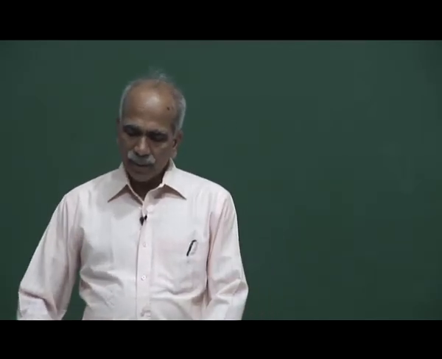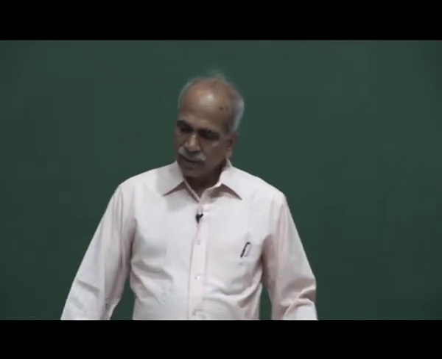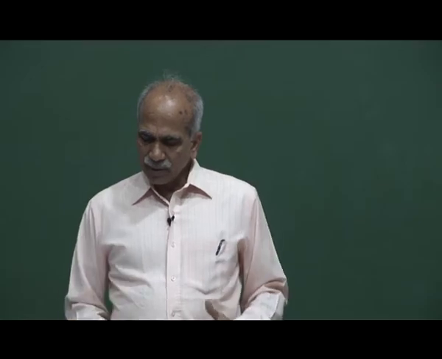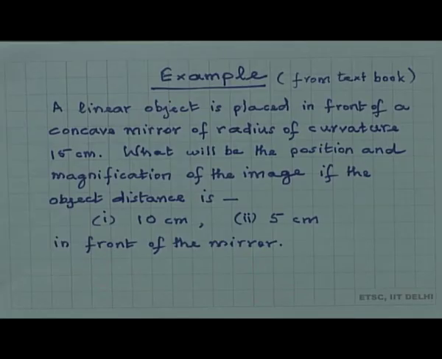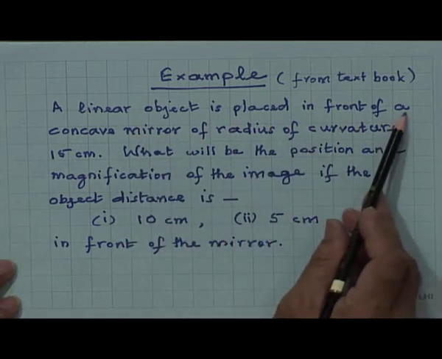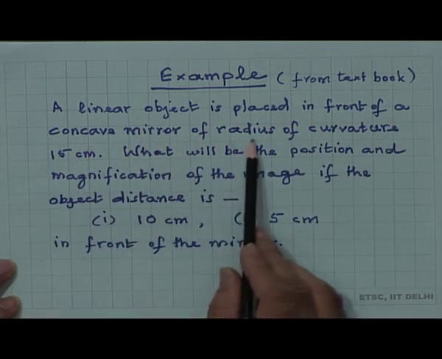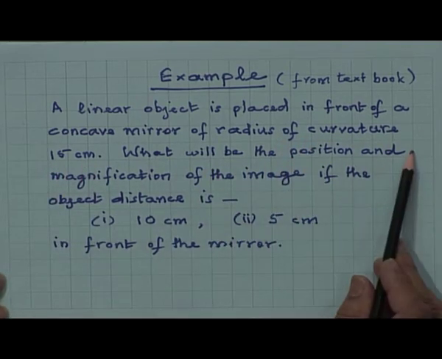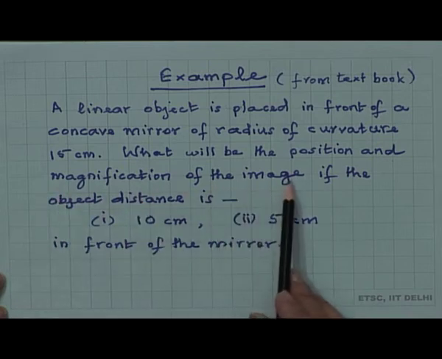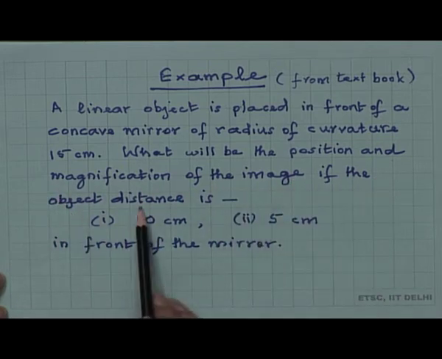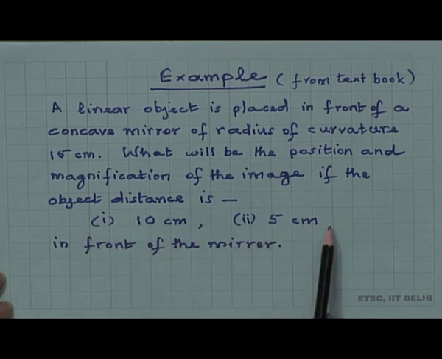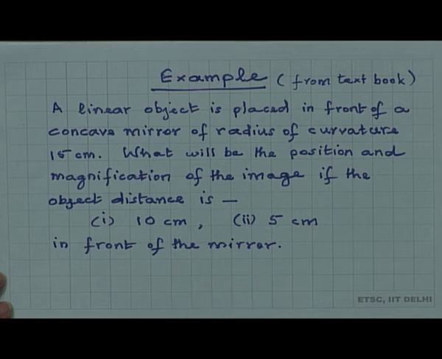So, an example from the textbook. I have taken here an example from the textbook, a very simple example, but there is a purpose of taking up this example. A linear object is placed in front of a concave mirror of radius of curvature 15 centimeters. What will be the position and magnification of the image if the object distance is 1) 10 centimeter, 2) 5 centimeter in front of the mirror?